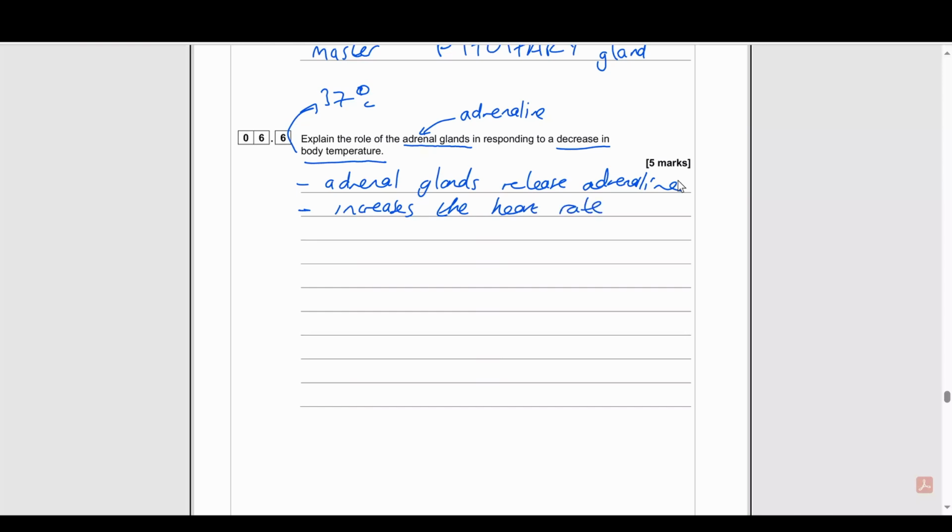Now, an increase in the heart rate should mean that there's more or faster blood flow, and the blood, just like in our previous question, is carrying oxygen. If it's this fight or flight response that we're talking about, it means that a human or animal is going to be able to respond quicker to something. This means that their muscles in their body are going to be working faster.